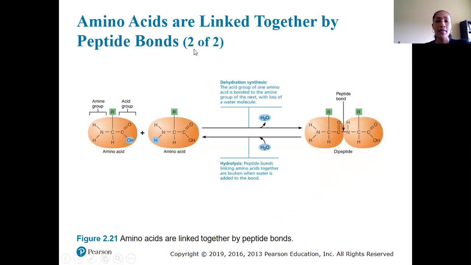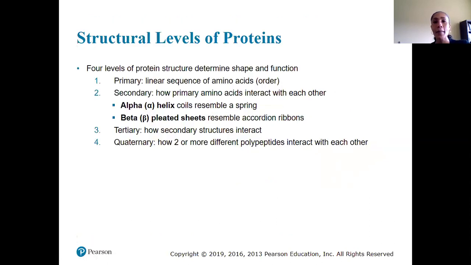All right, so here we have an example of combining amino acids together to make a larger substance. So we have two amino acids here, and then we're going to form them together through dehydration synthesis to form what we call a dipeptide, two peptide molecules together. All right, so let's talk about how we can build a protein. Like I mentioned earlier, we have to go through four structural changes to build a protein.